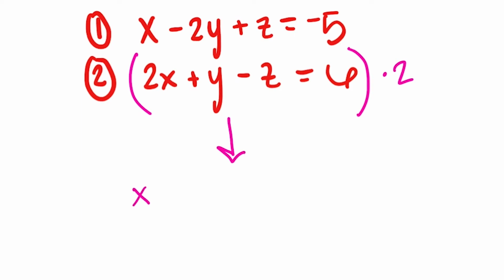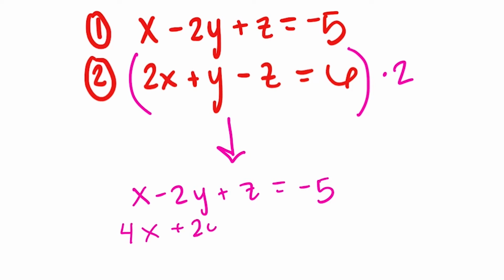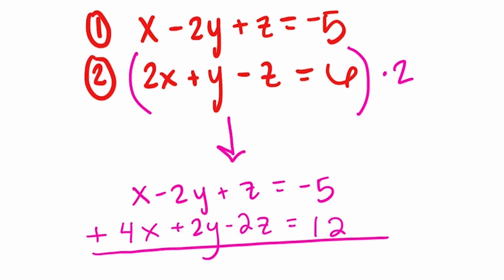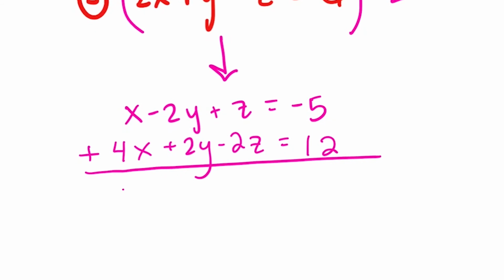The first equation stays the same. And then the second equation would become 4x plus 2y minus 2z equals 12. And now we add the two equations together. And we would get 5x, the y's cancel like we wanted, minus z equals 7.